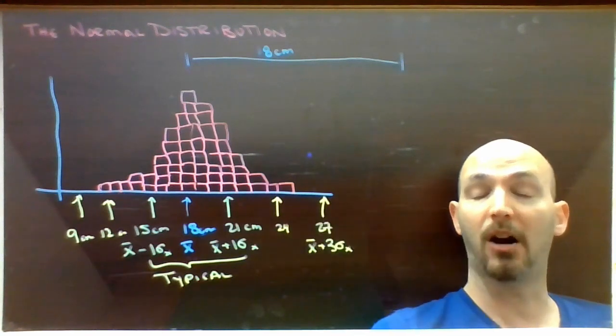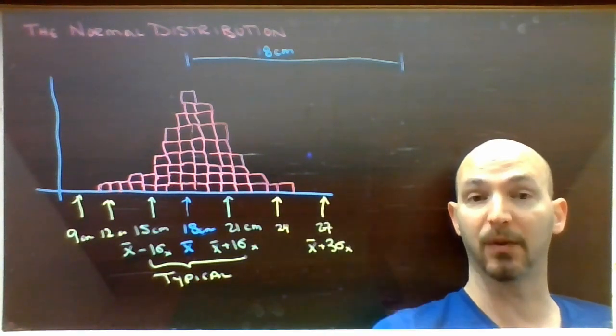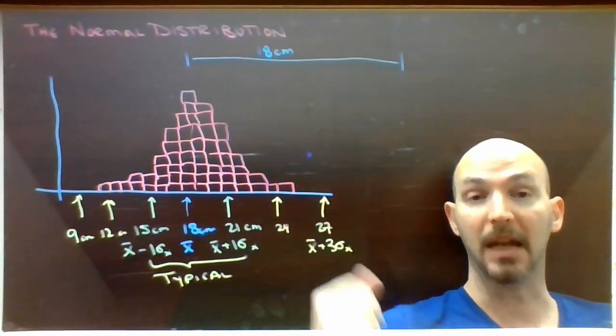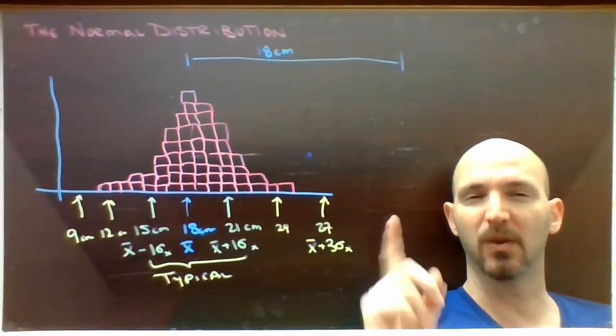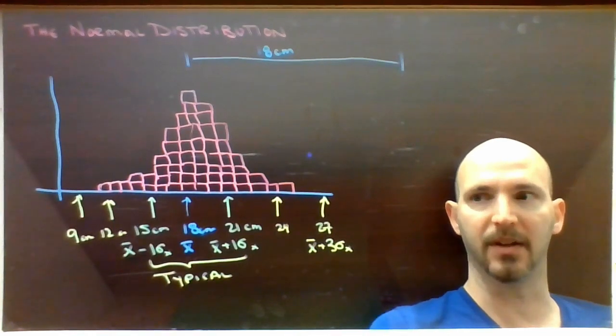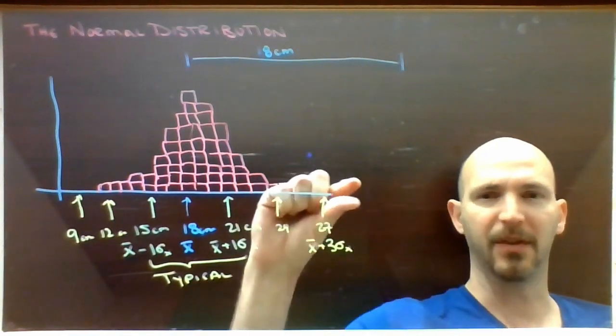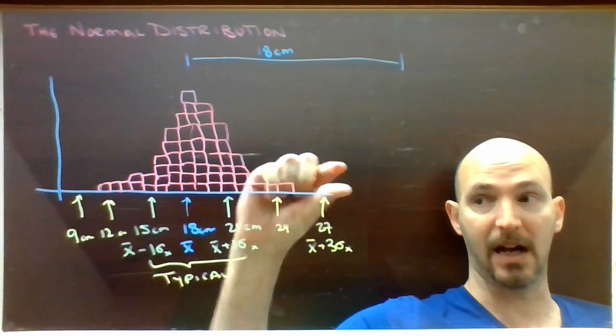Is there someone on planet Earth with a hand span of 35 centimeters? Maybe. Good luck finding them. They may exist, but there's only one, 1 in 6 billion of us. So they're way out here. Their bar is not going to be very high.